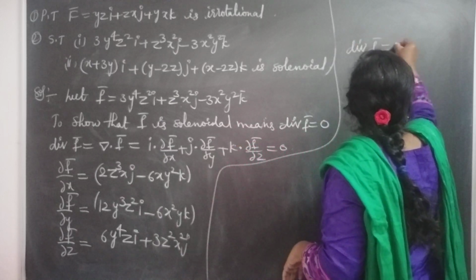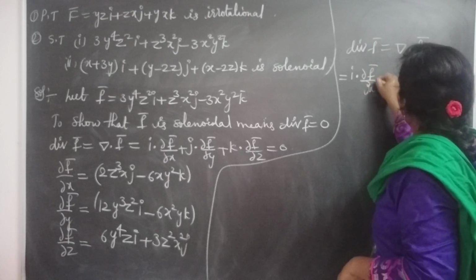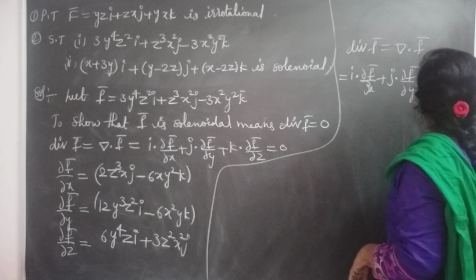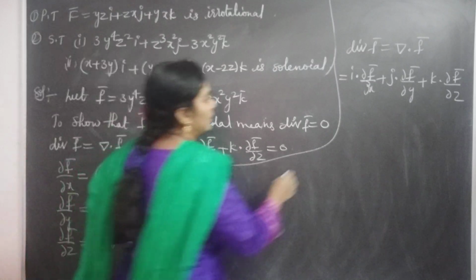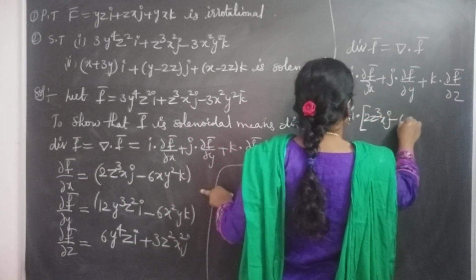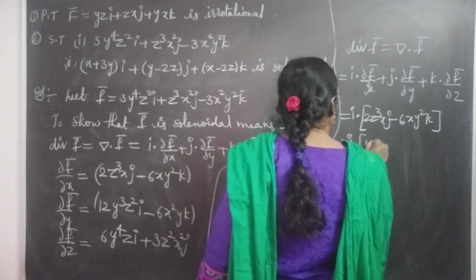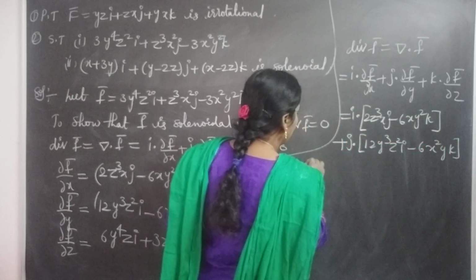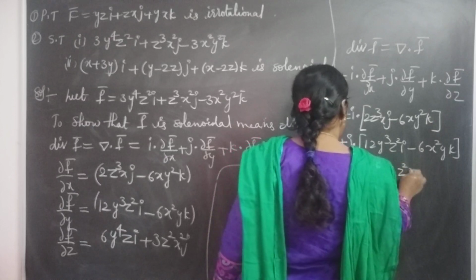div f̄ = ∇·f̄ = i·∂f̄/∂x + j·∂f̄/∂y + k·∂f̄/∂z. In f̄, ∂f̄/∂x has no i term, so i· gives 2z³x j − 6xy²k, plus j·12y³z² i − 6x²y k, plus k·6y⁴z i + 3z²x² z.